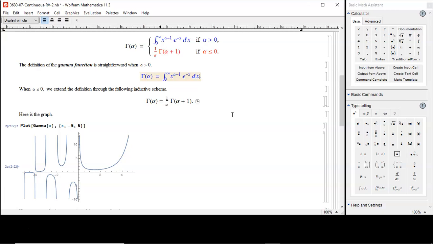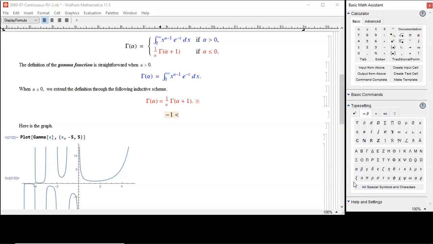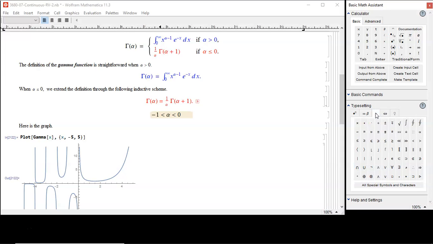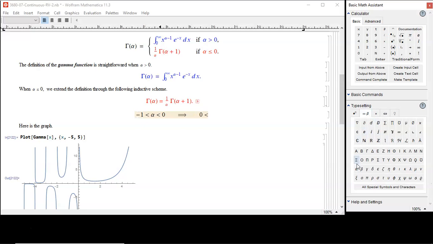When alpha is negative, we define it through this recursion. Gamma of alpha is 1/alpha times gamma of alpha plus 1. And we do not have an explicit expression, but that's okay, because what if alpha is between 0 and negative 1, excuse me? Then alpha plus 1 is between 0 and 1.